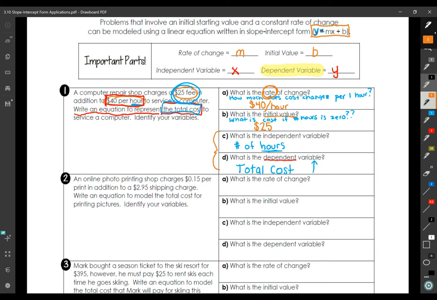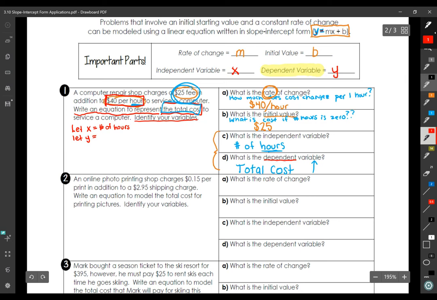So now that we've done that, let's combine all of these items and finally create our equation. Before I do that, I'm going to define my variables. So I'm going to let x equal, now remember, x is our independent variable. So x is going to be the number of hours that our repair job takes. And then, of course, our y is going to represent the total cost.